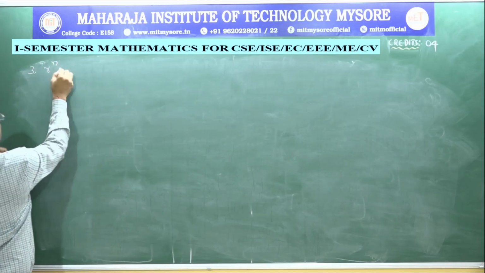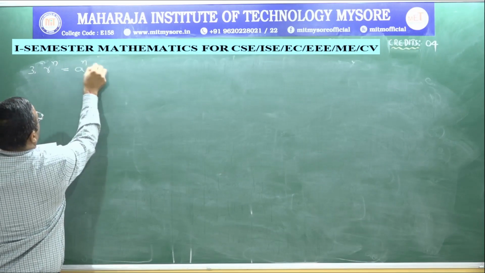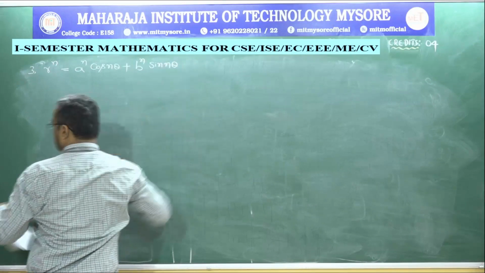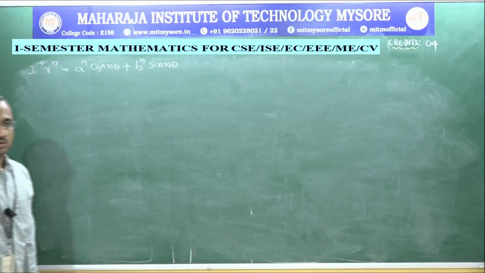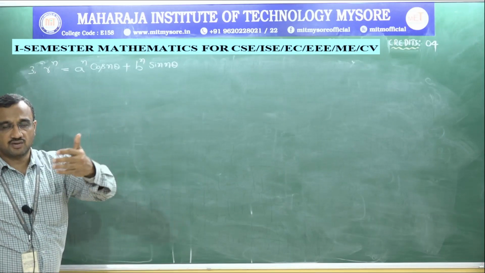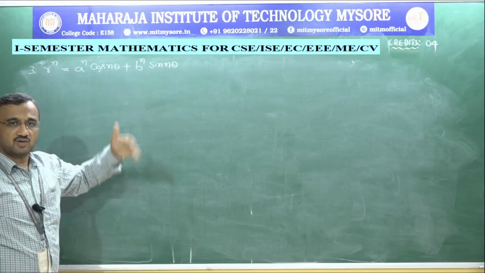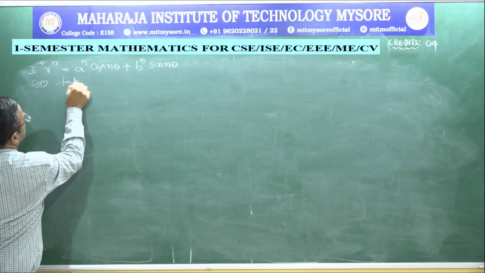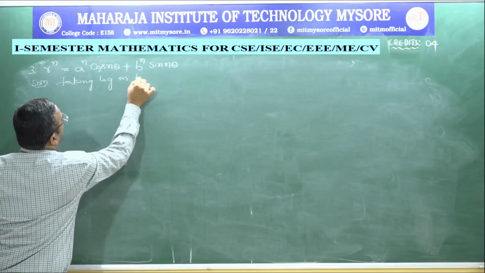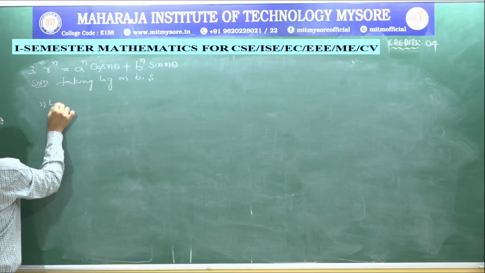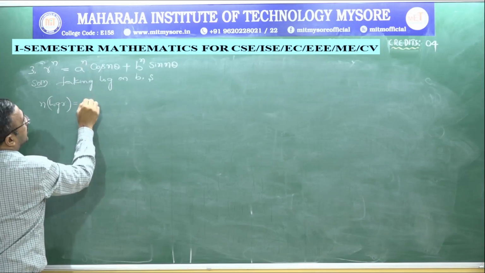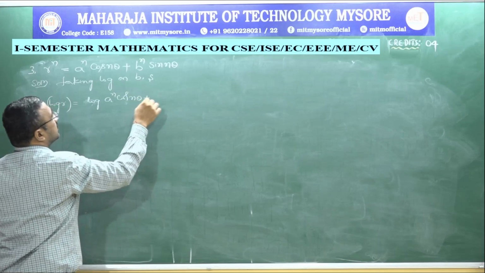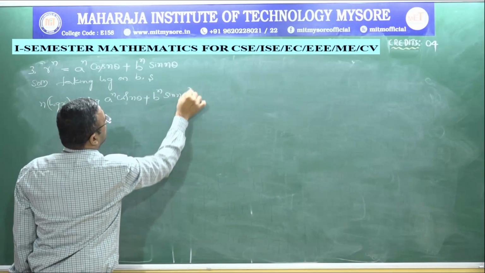It is r power n should be equal to a power n cos n theta plus b power n sin n theta. So as usual, using the same logarithmic equations, then apply it, then you have to extract the value of phi. Taking log on both sides, it is n into log r should be equal to n into the logarithm of a power n cos n theta plus b power n sin n theta.